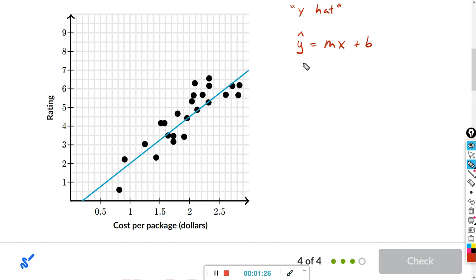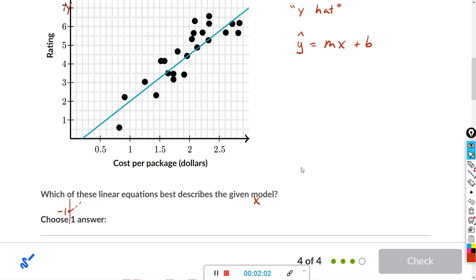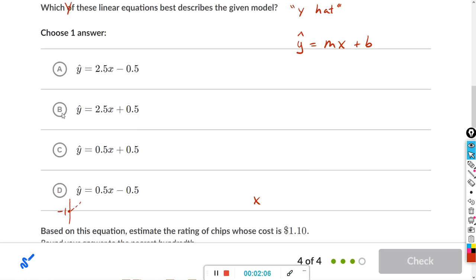Let's see. We know that b is our y-intercept. This here is the y-axis, and this one here is the x-axis. We can see from our line, if the y-axis kept going and the line kept going, that the y-intercept would be approximately -1, roughly speaking. Let's eliminate some choices based on that. B and C have positive 0.5, so it can't be B and it can't be C. But out of A and D, we still need to find the slope.